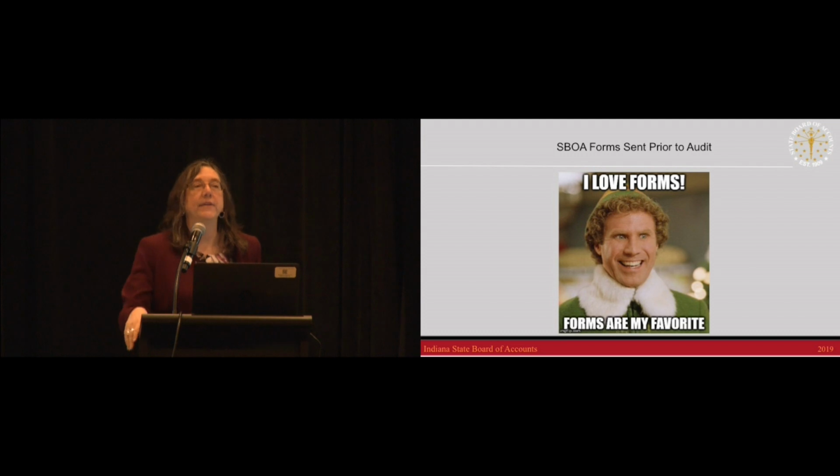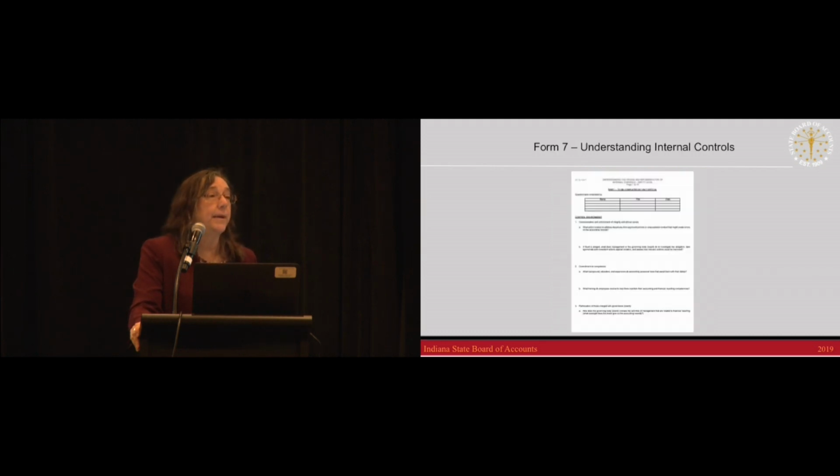Okay, so the Form 7 is one of the forms that we send. It's called Understanding Internal Controls. It has lots of pages in it. We are required by auditing standards to obtain this information and to document this information. So when we go under peer review, they're looking to see that we've done this for every unit that we've audited.